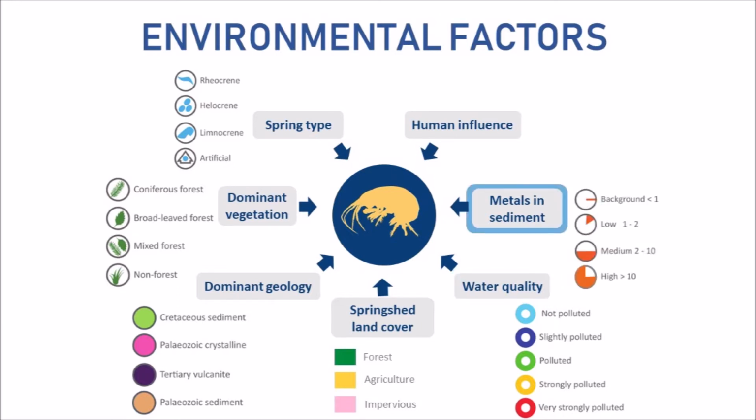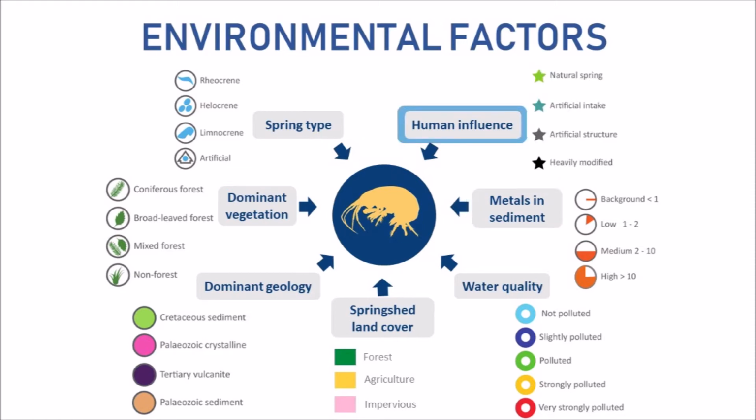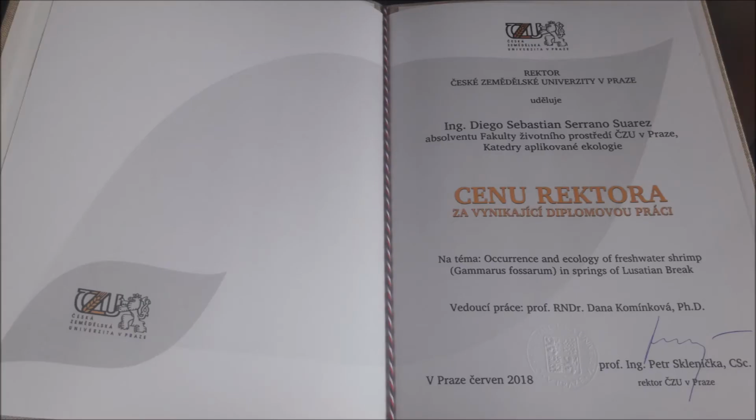The toxic metals bound to sediment represent an important risk for biota. We analyzed a group of 7 metals: arsenic, cadmium, chromium, copper, lead, nickel, and zinc. And last environmental factor analyzed was human influence, depending on the level of disturbance from human modifications. This research received the award from the rector in the Czech University of Life Sciences.